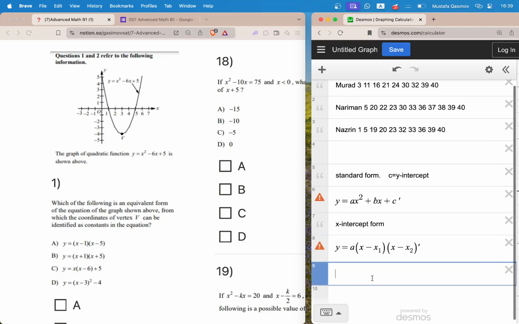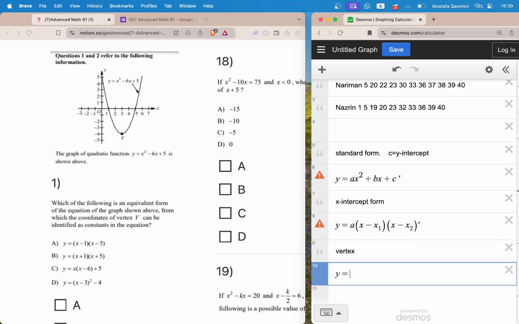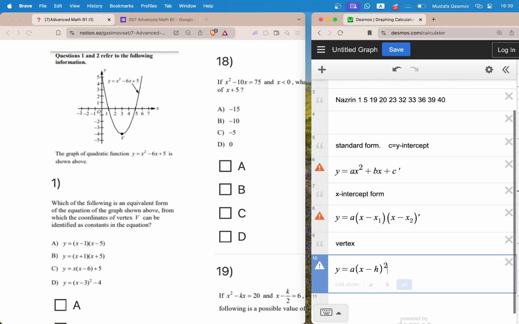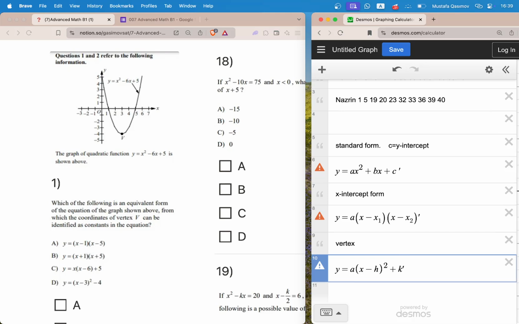And when it says vertex, it will be like this: y is equal to a multiplied by x minus h squared plus k. If it asks which of the following form shows or displays vertex or minimum maximum value of f of x, you have to choose D. I am sending this part to you to group. Look at that one at home again.